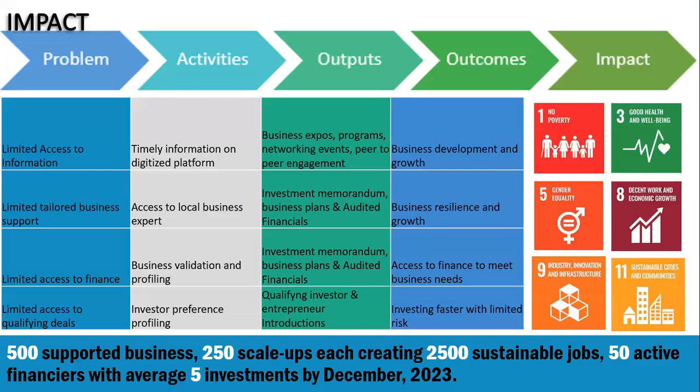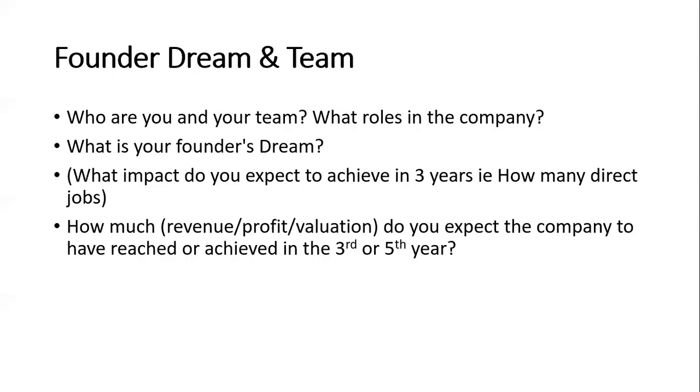So this is, for example, an impact slide for Imuka. I think we are trying to target 500 businesses. We want 250 to scale up, to create 2,500 sustainable jobs, and to ensure 550 active financials are on the platform and who have made at least 5 investments by 2023. So our target is we want to solve poverty, ensure good health, gender equality, decent economic growth, and each one is explained. In your case, what's your impact?